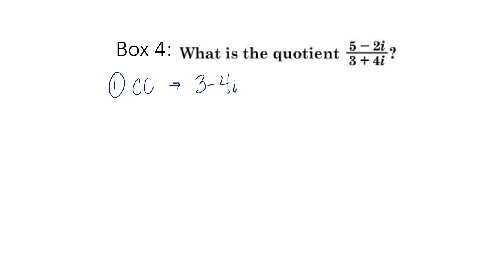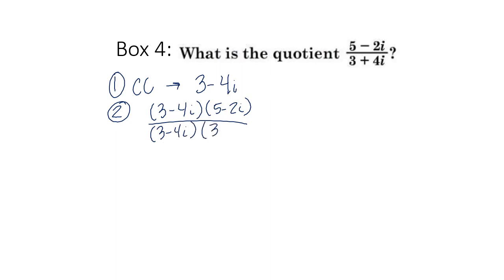Alright, step 2 is to do what? Multiply. So 3 minus 4i times 5 minus 2i over 3 minus 4i times 3 plus 4i. What multiplication technique are we using here? Foil. Start foiling.